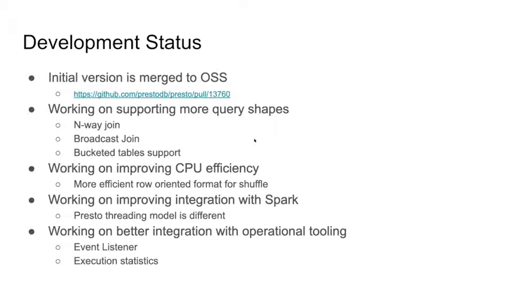It also doesn't have an integration with bucketed tables. So it doesn't recognize bucketed tables, and it would process bucketed tables as if they were not bucketed. So we're also working on removing this limitation. Of course, we're working on improving CPU efficiency. And we're also working on better integration with Spark, as Presto and Spark threading models are a little different. So we're still trying to figure out what is going to be the best model of integration. Those are the major work items that we are in the middle of.